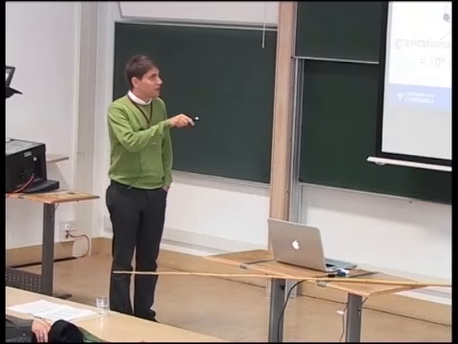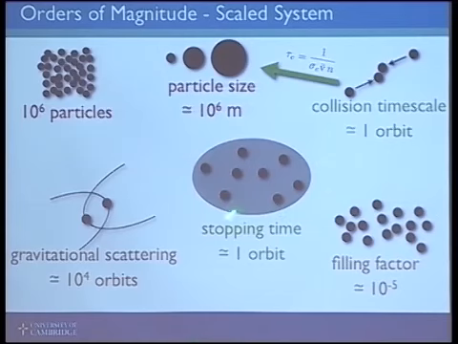I'm keeping the stopping time the same as it is, just fixed for each particle, one orbit. And I'm also fixing the collision timescale to one orbit. Now this is a bit artificial, it should be a bit more, but I'm just fixing it artificially to show you what happens when the timescales are all of the same order.